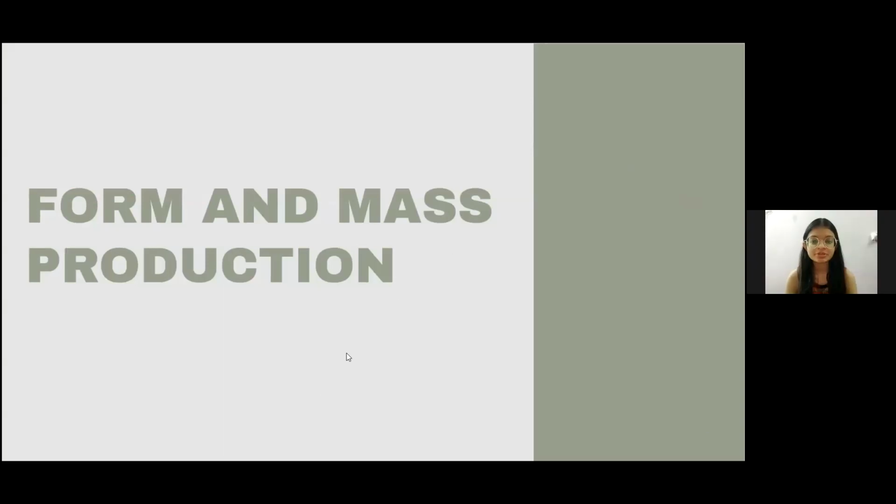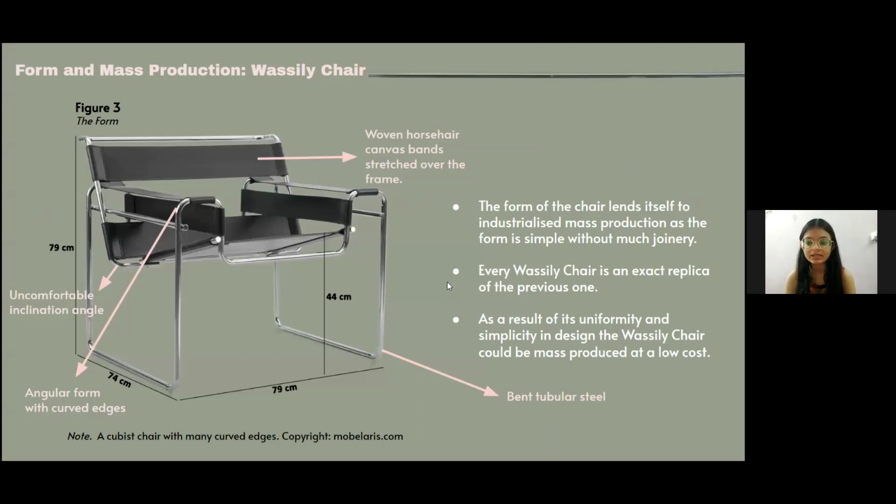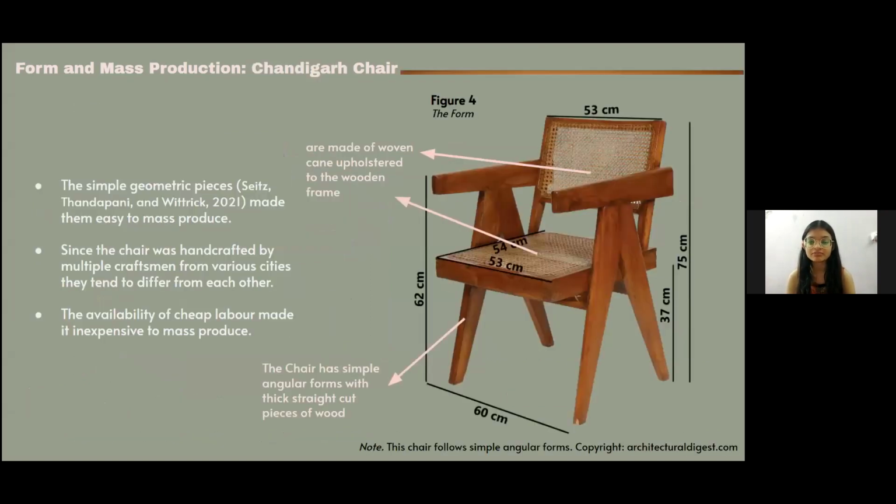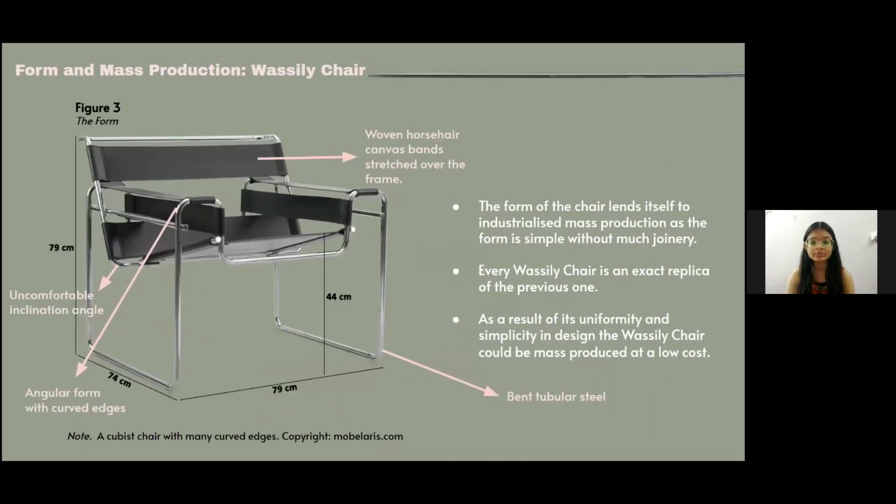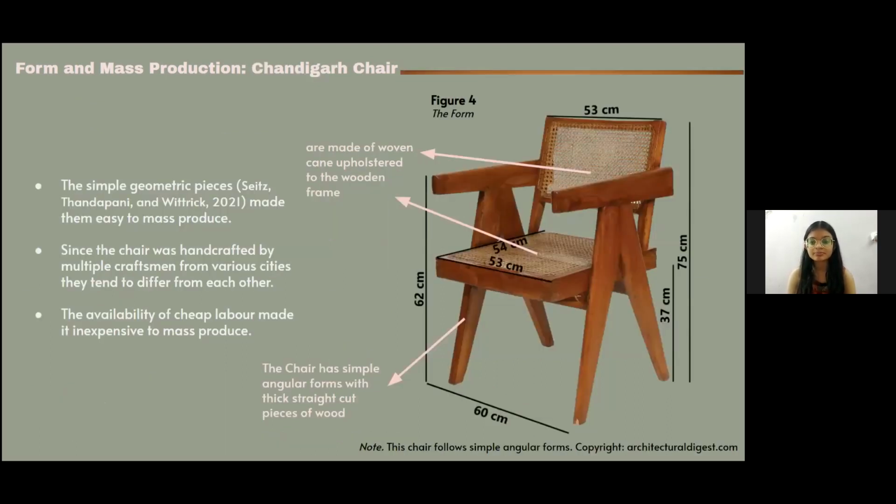Coming to form and mass production, the overall form of the Wassily chair was inspired by the handle of the bicycle and it was a stripped down version of an overstuffed club chair, while the legs of the Chandigarh chair were inspired by an architect's drafting compass. The frame of the Wassily chair had hard angular forms with many curved edges. The black bands are stretched over it to make the seating and the armrest appear to be floating in space, whereas the Chandigarh chair follows simple angular forms with thick straight-cut pieces of wood.